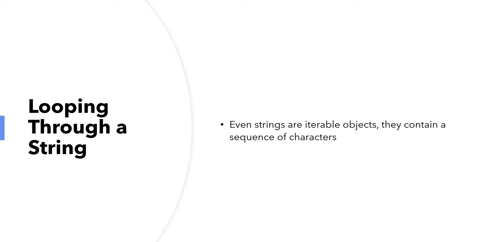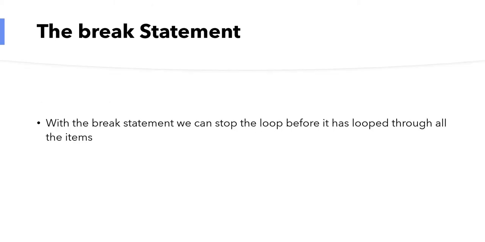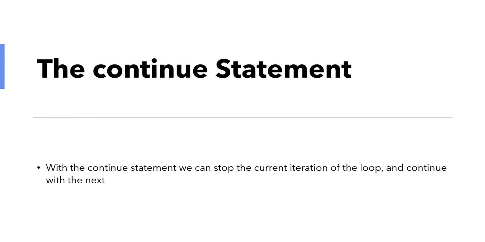Looping through a string. Even strings are iterable objects. They contain a sequence of characters. The break statement. With the break statement, we can stop the loop before it has looped through all the items. The continue statement. With the continue statement, we can stop the current iteration of the loop and continue with the next.